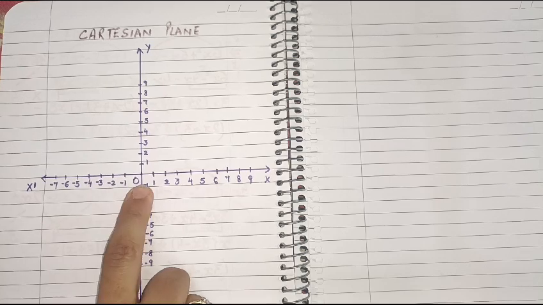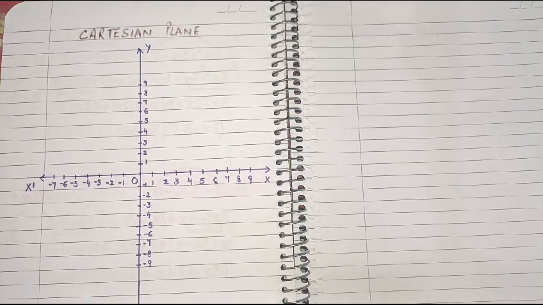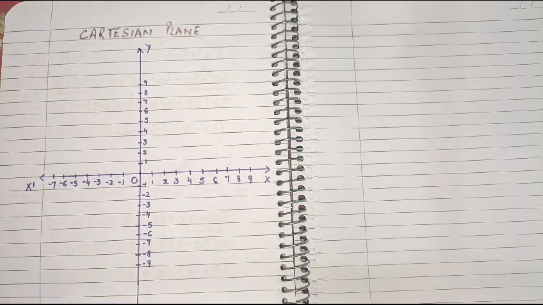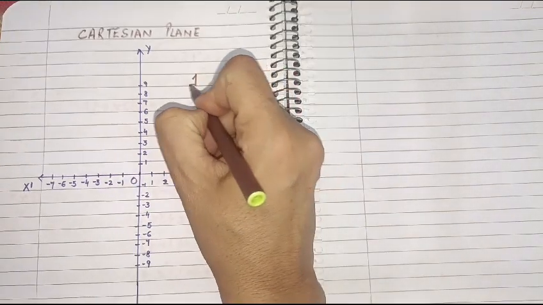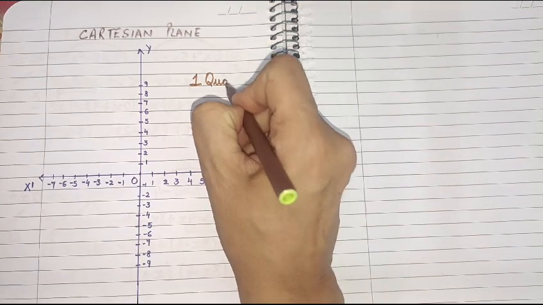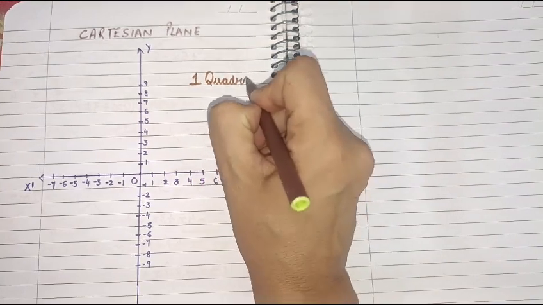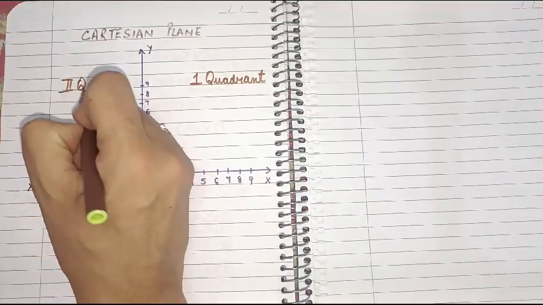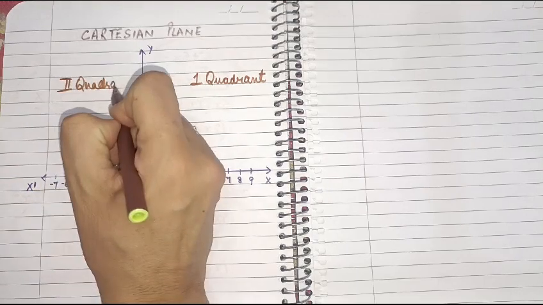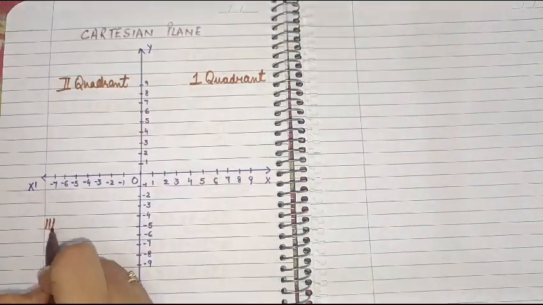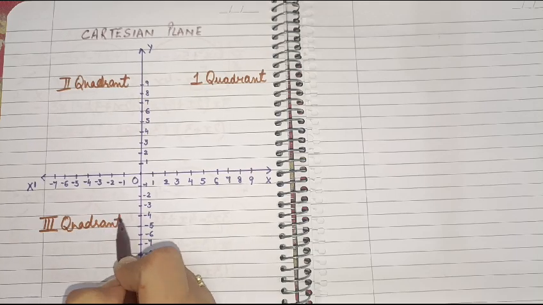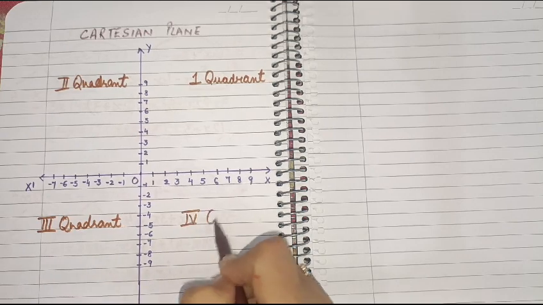Now you will see that these perpendicular lines divide the plane into four different quadrants. This is the first quadrant, this is said to be the second quadrant, this is said to be the third quadrant, and the last is this one, the fourth quadrant.